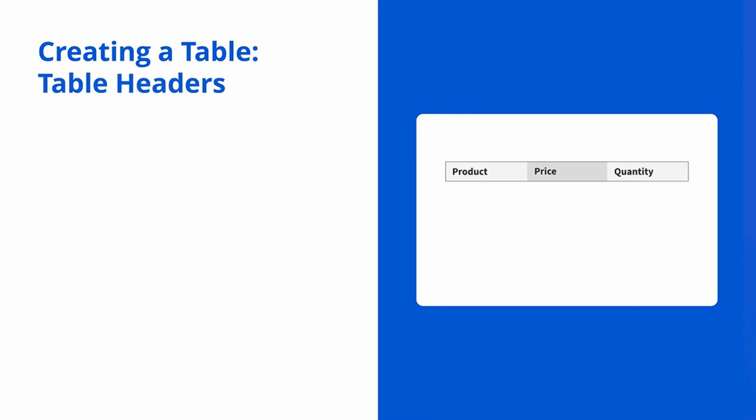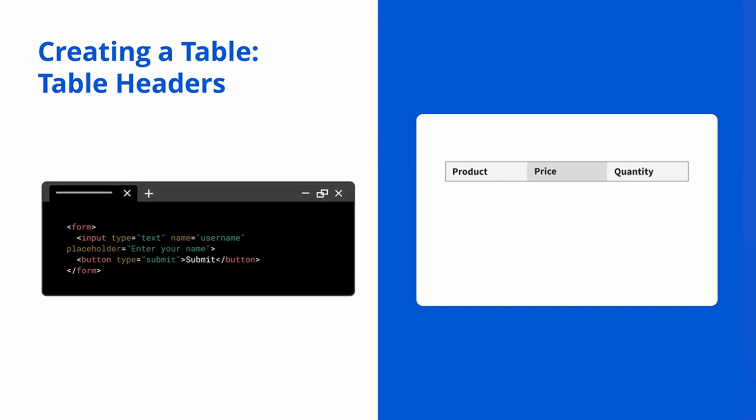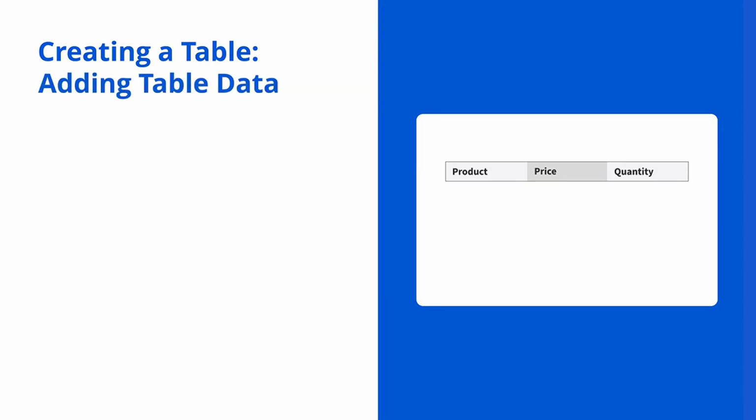Headers describe what each column represents. To do this, we'll use the TH tag, which stands for table header. We're using 3 TH tags for the headers: product, price, and quantity. Now that we've created our table headers, let's add the actual data.